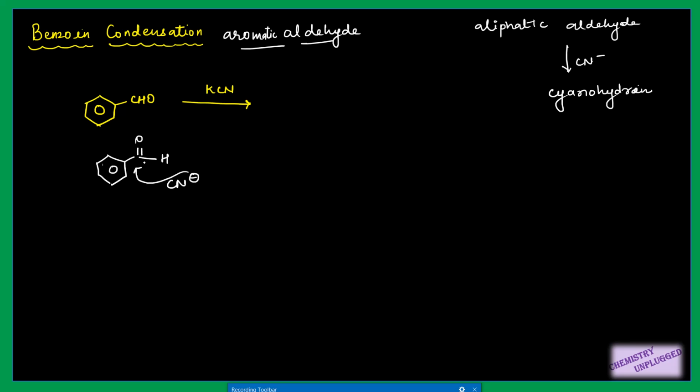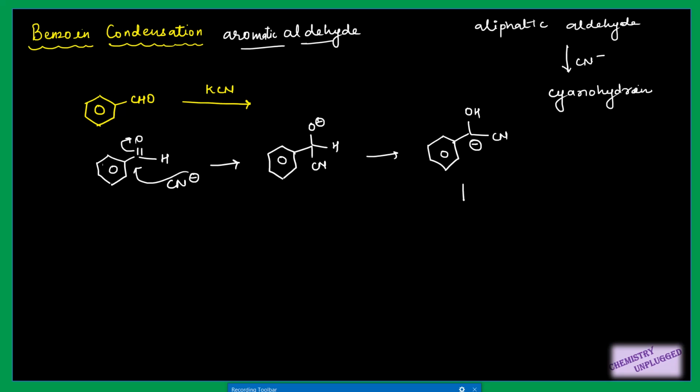This CN minus will attack on this carbon. This bond will shift here onto the oxygen, which will have a negative charge, and CN will attach here. In the next step, this proton will transfer to this O minus. It will become OH and we will have a carbanion here. This carbanion can be stabilized by this CN. That is why this proton will shift here and we will get a negative charge on this carbon.